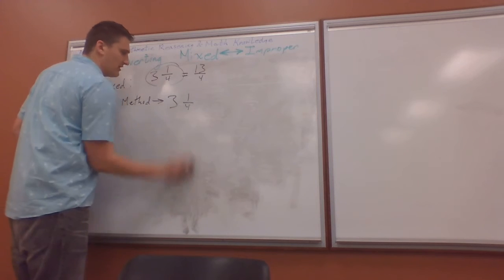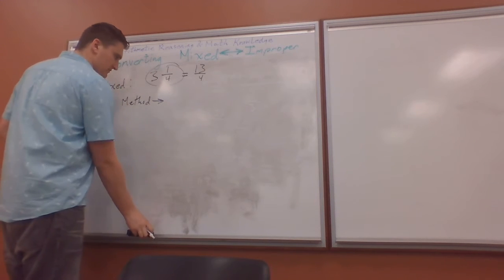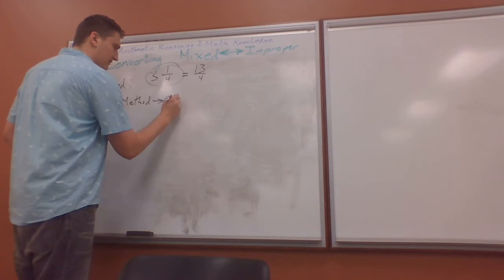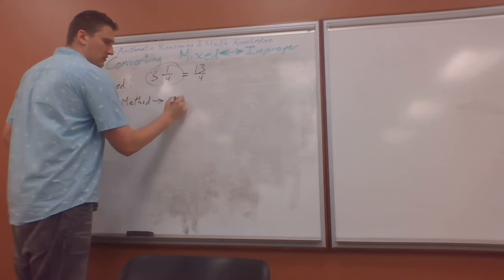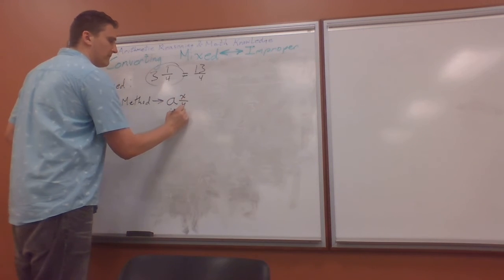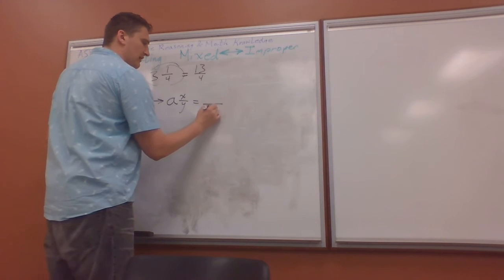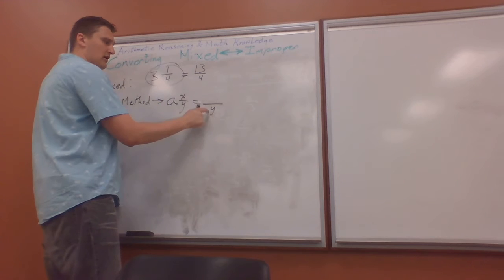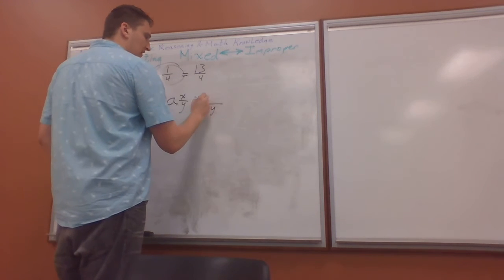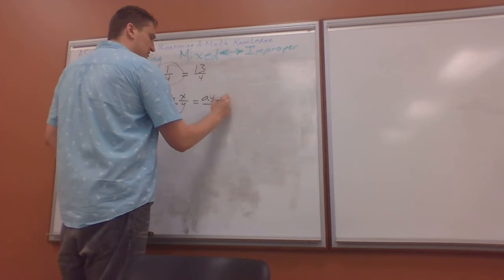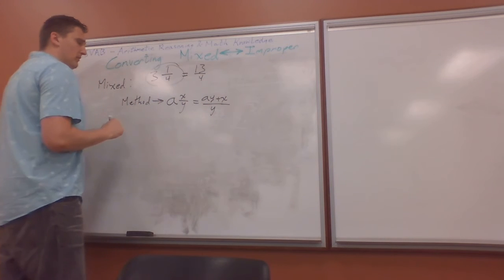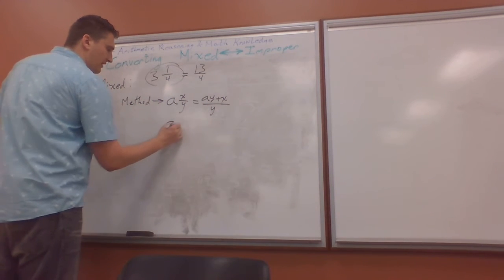Actually, you know what? I'm going to do the generalized version of it first. We have A as our whole and x over y, so part. Obviously, we want y to be our denominator. And we'll have A groups of y plus whatever's on top. Boom. So let's look at 3 1/4.